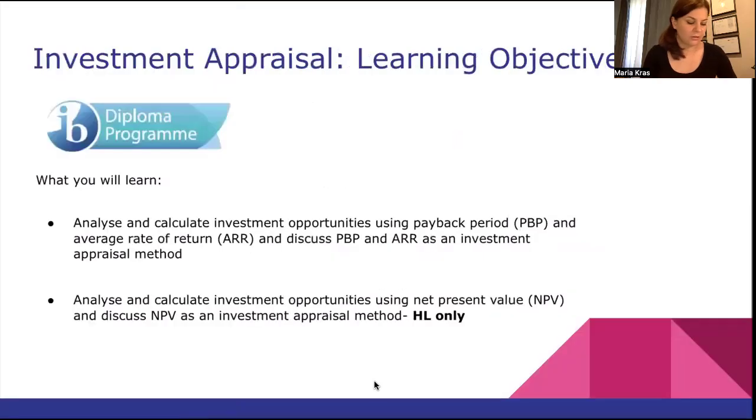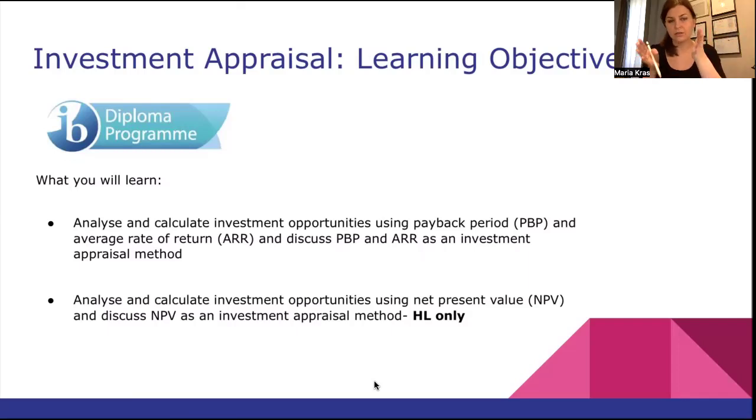So let's go by learning objectives first. In the IB syllabus, what do you have to know for your exams? You will have to know how to analyze and calculate investment opportunities using 3 methods: payback period, average rate of return, and net present value. The first two are for everyone, for SL students and for HL students. The NPV, the net present value tool, is for HL students only, and that's the one that we're going to focus on primarily today.